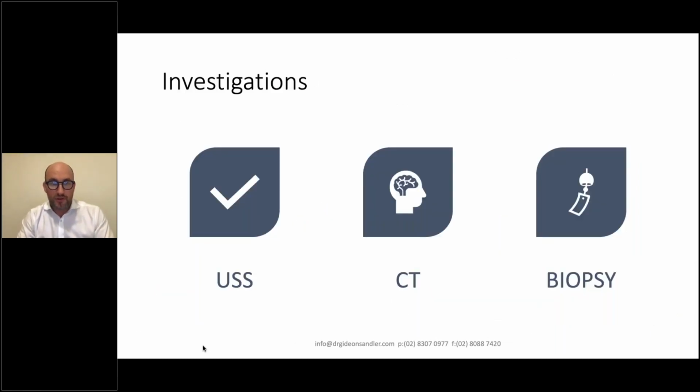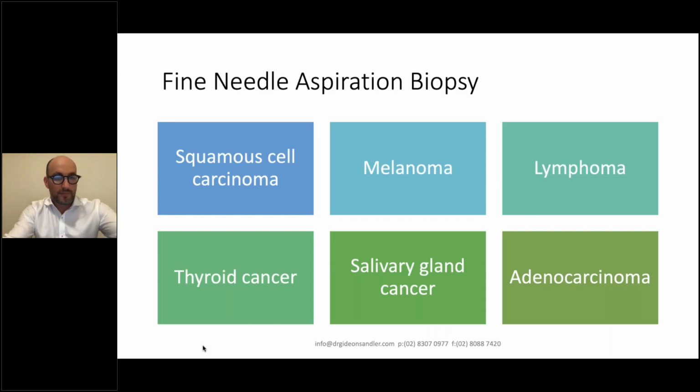Broadly, the investigations of choice in the first instance include an ultrasound, and then sometimes a CT scan and a biopsy, and we'll touch on that for all of the neck lumps that we described. Fine needle aspiration biopsy is one of the most useful investigations for a neck lump, and it can really lead you in the right direction. All of these diagnoses are relevant, and some of them will require further investigation, but in terms of a first biopsy, a fine needle aspiration biopsy is a great starting point.